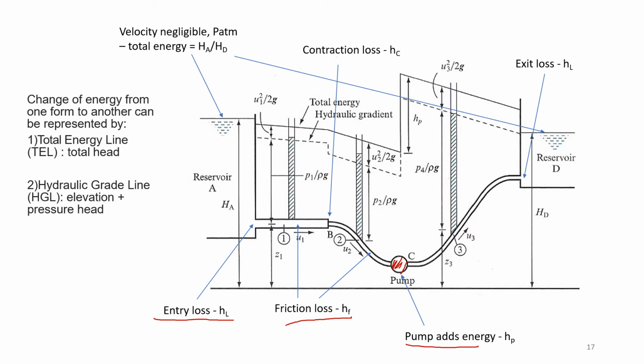Okay, and then this one we have total energy line or total head. And then also we have hydraulic grade line, HGL, plus the elevation and also the pressure head. Okay, so we also have here contraction loss, and also here we have exit loss. Okay, for this one it's okay because you will learn more deeply in semester 5, where we need to do experiment and laboratory on this topic.